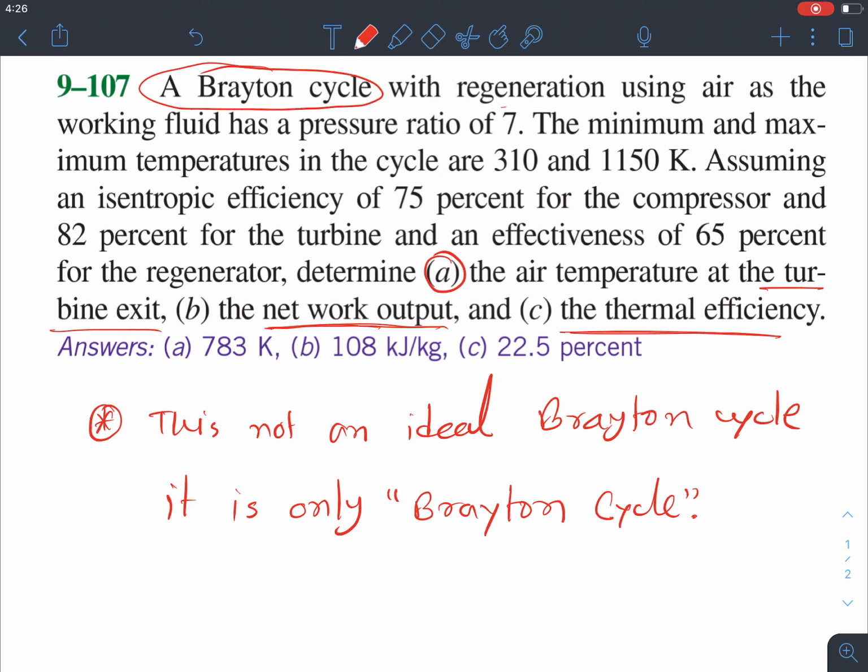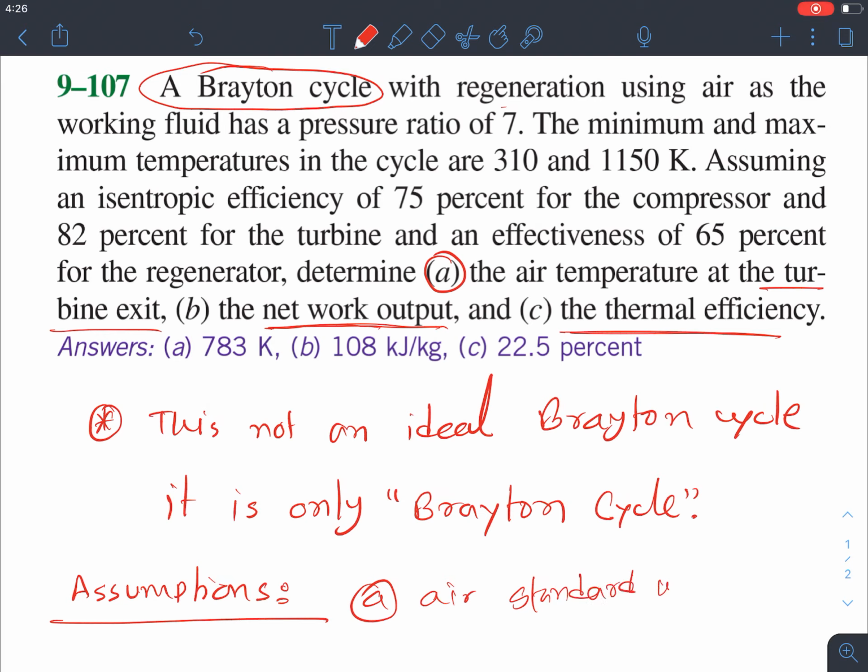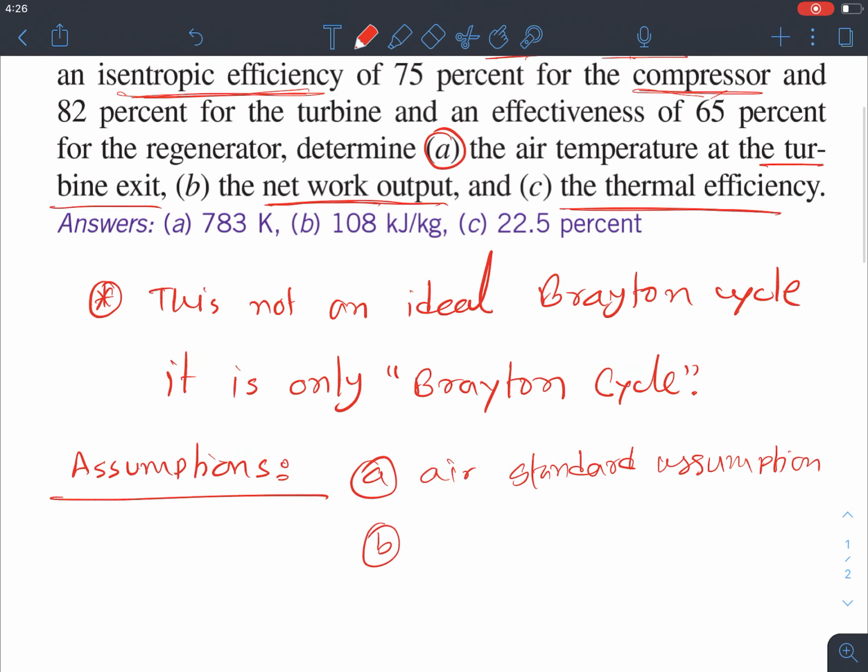So let's go ahead and start with the assumptions. It's saying that it has the regeneration unit, and it is using air as a working fluid. So the first assumption, it's an air standard cycle, air standard assumption, right? And then the minimum and maximum temperature of the cycle are 310 and 1150 Kelvin, assuming the isentropic efficiency of the compressor.